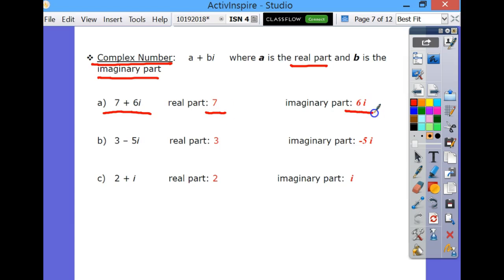The 7 is the real part because it doesn't have an i. And the 6 is the imaginary part because it does. The 3 is the real part and the -5 is the imaginary part. This doesn't have an i. This does. Do you see where this goes on your paper? 2 is the real part. i is the imaginary part. And these special new numbers follow all the arithmetic and algebra rules that you've already learned.